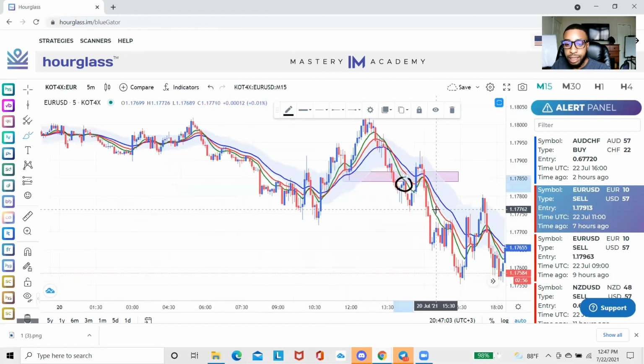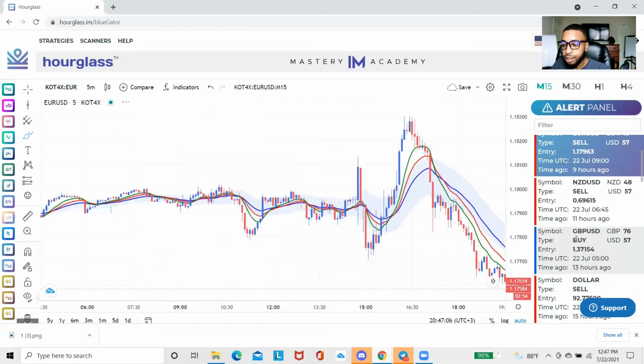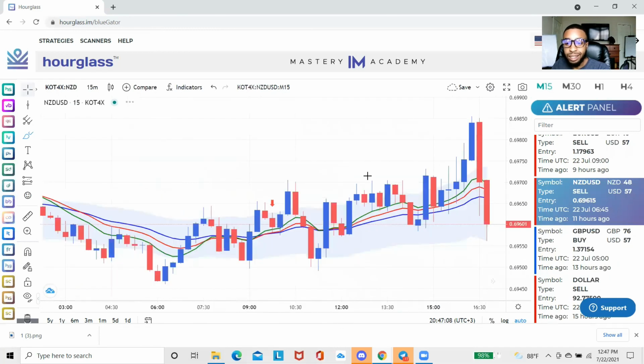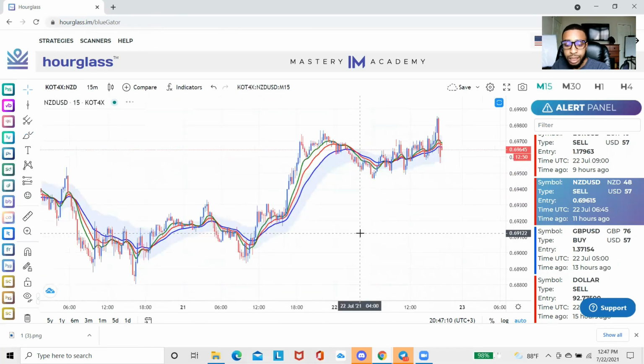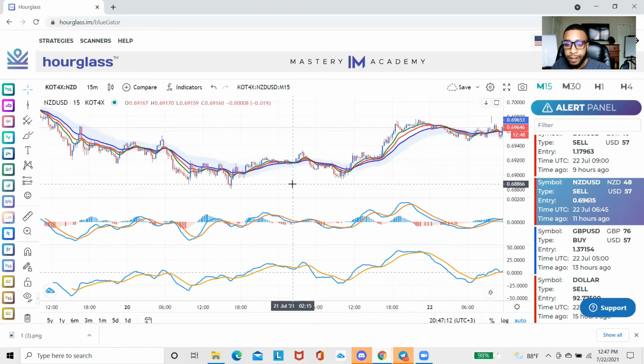Now I'm going to look for one more example just to kind of get you more familiar with it. So let's look at NZD USD. If we look at NZD USD, I think I already see something.